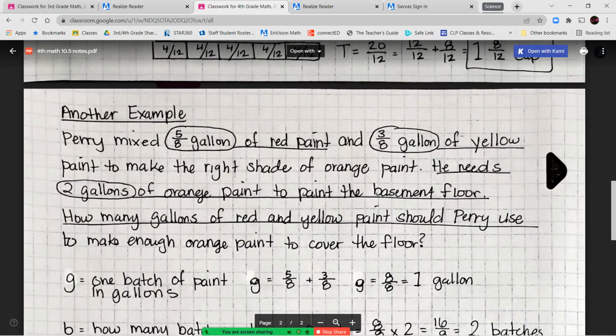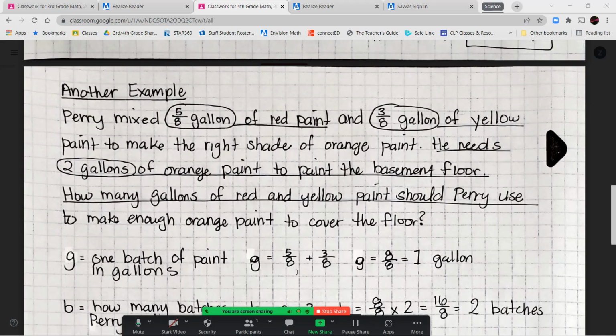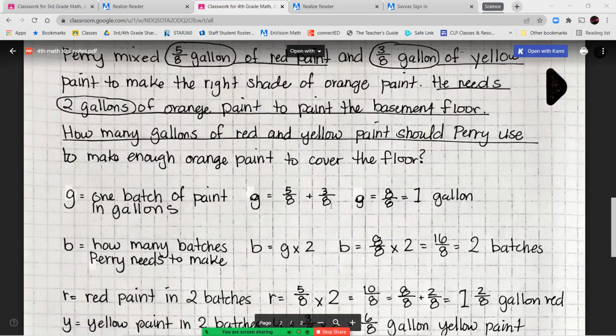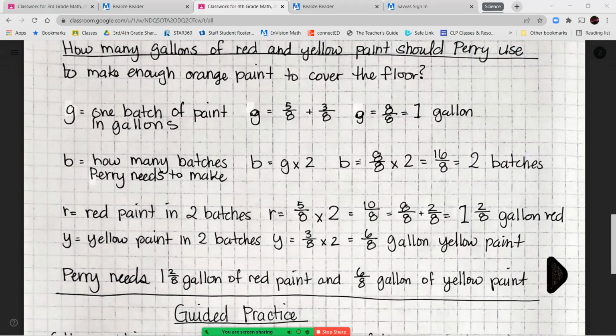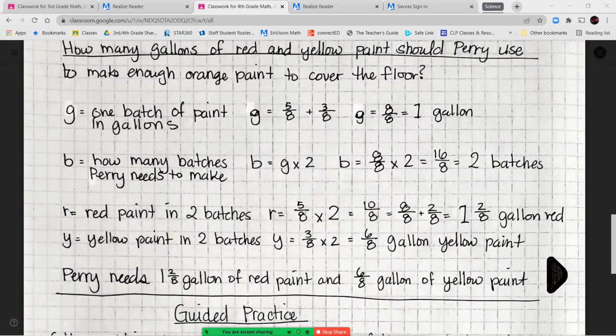So we know that one batch of paint, the 5/8 plus the 3/8, gives us 8/8. So my one batch is 1 gallon. So he needs 2 gallons. So he's going to need twice as much paint for each one of those. So what we're going to do is take the red paint times 2 and the yellow paint times 2. So R is going to be the red paint in 2 batches, and Y is going to be my yellow paint in 2 batches. So 5/8 times 2 and 3/8 times 2.